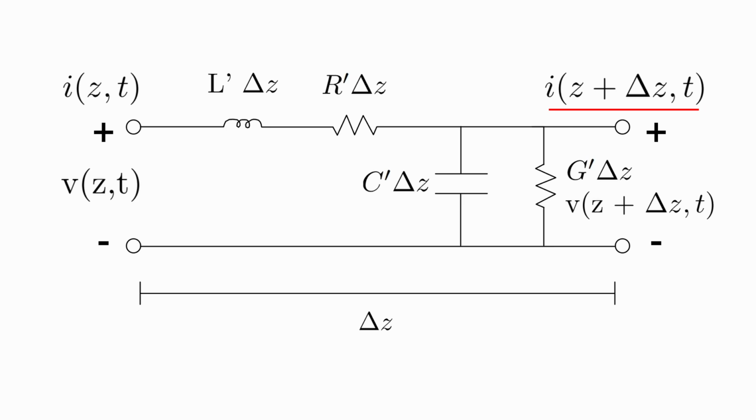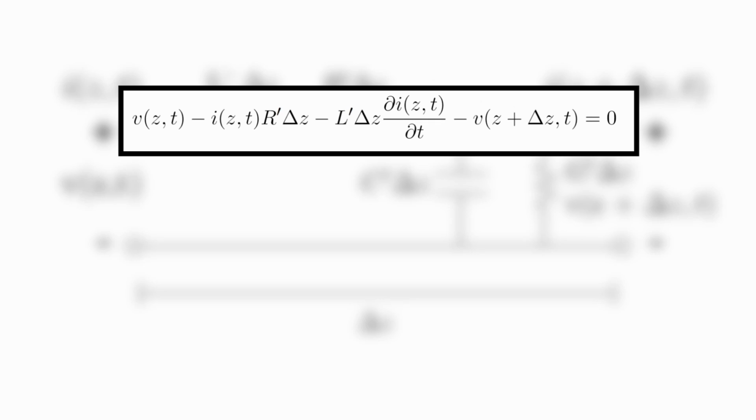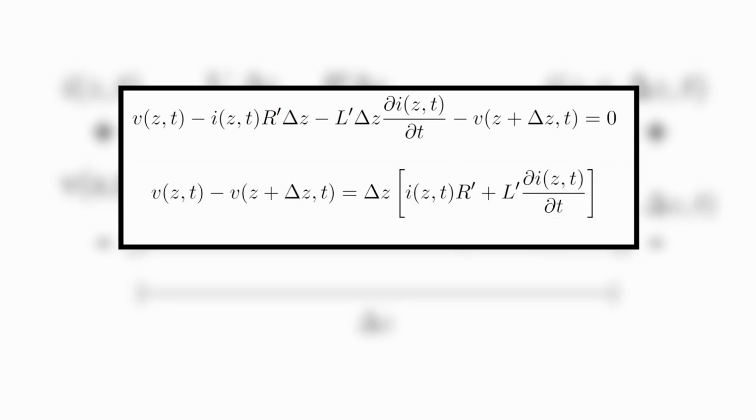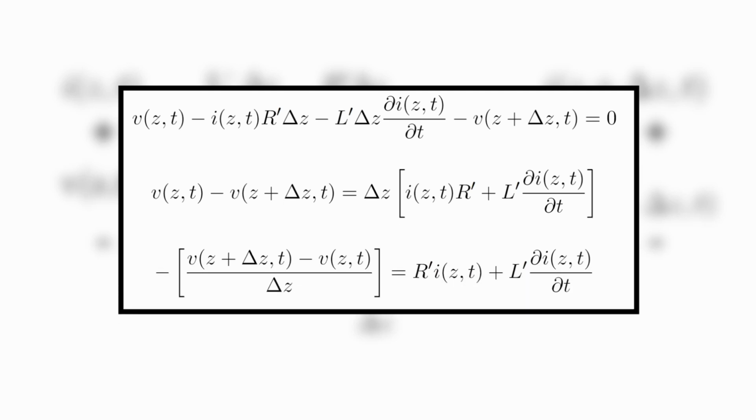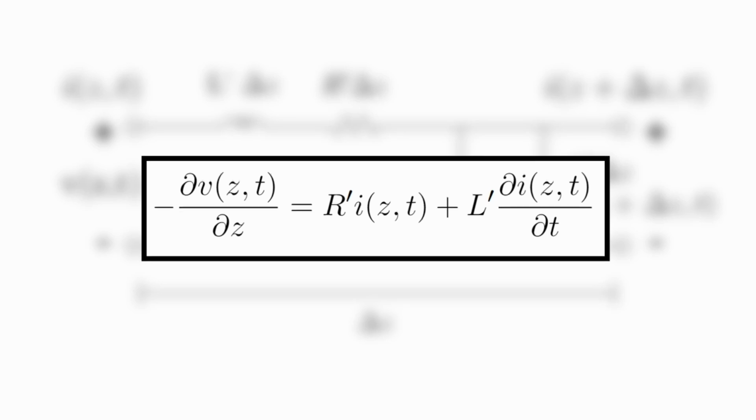Because we are working with delta z, a small length of wire, we can now use Kirchhoff's voltage law to come up with some equations. Using Kirchhoff's voltage law for this first loop, we can produce the following equation. We can algebraically manipulate this equation so that our delta z terms are only on the left side. We then let delta z approach 0, and the left-hand side of this equation becomes the definition of a derivative. This is our first equation.